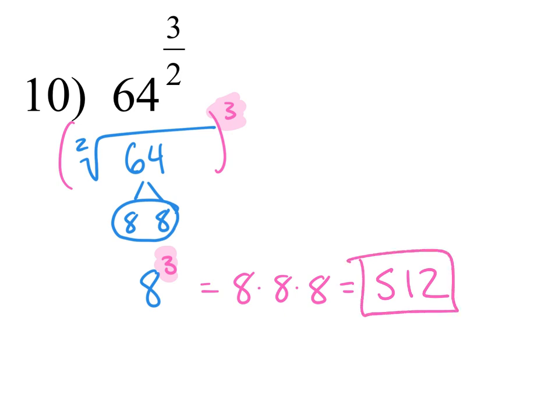So yes, 8 times 8 times 8 is big, but we all know how to multiply. 8 times 8 is what? 64. So 64 times 8, remember you multiply 8 times 4, we would get 32. Write the 3 up top. What's 8 times 6? 48. 48 plus 3 would be 51. So if the numbers are big, write it down.